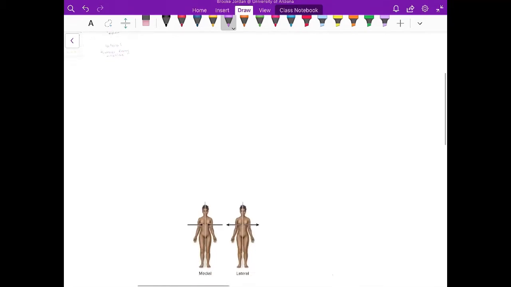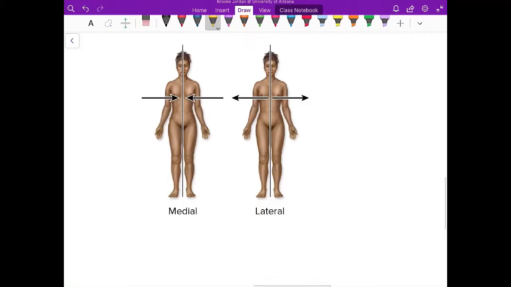I have a very similar picture here. It shows the closer you get to the midline, the more medial you are, and the further away you get from the midline, the more lateral you are. In this example, I use the heart and lungs. The heart is more medial than the lungs because the heart sits closer to the midline than the lungs do. In that same case, the lungs are more lateral than the heart, because they sit further away from that midline.